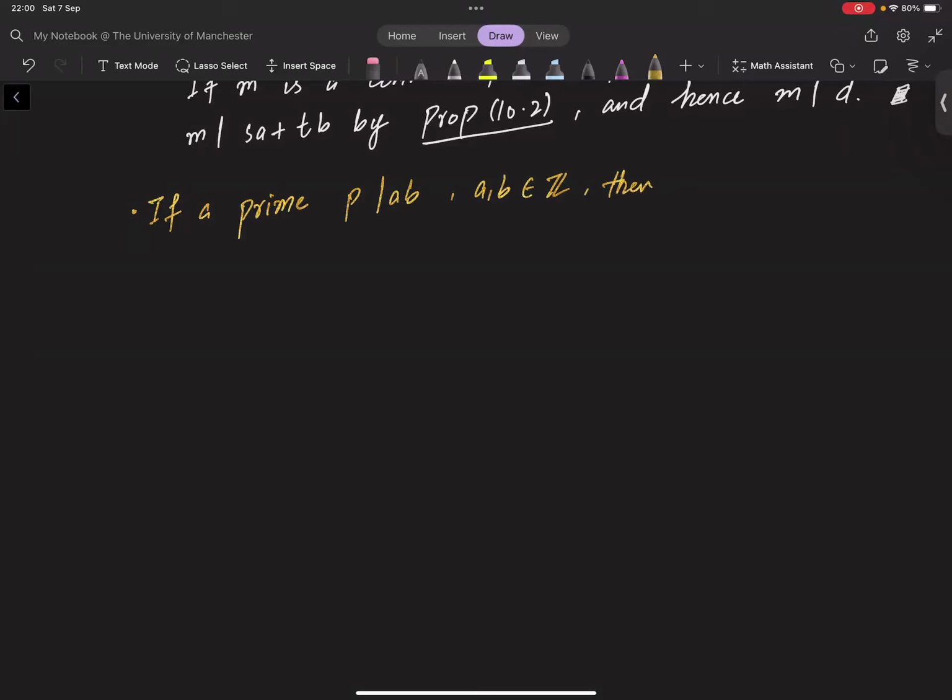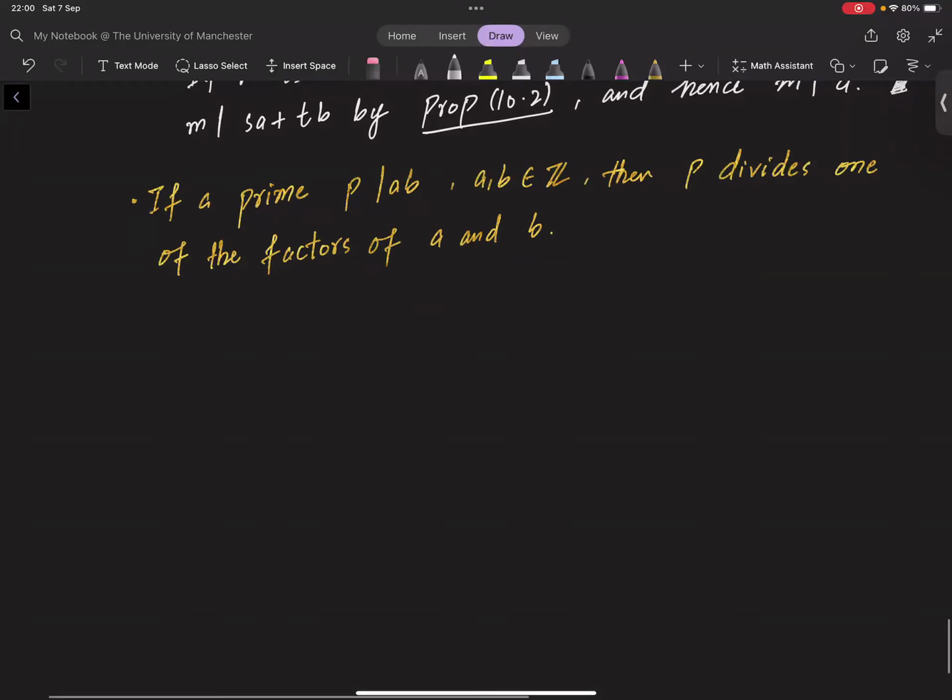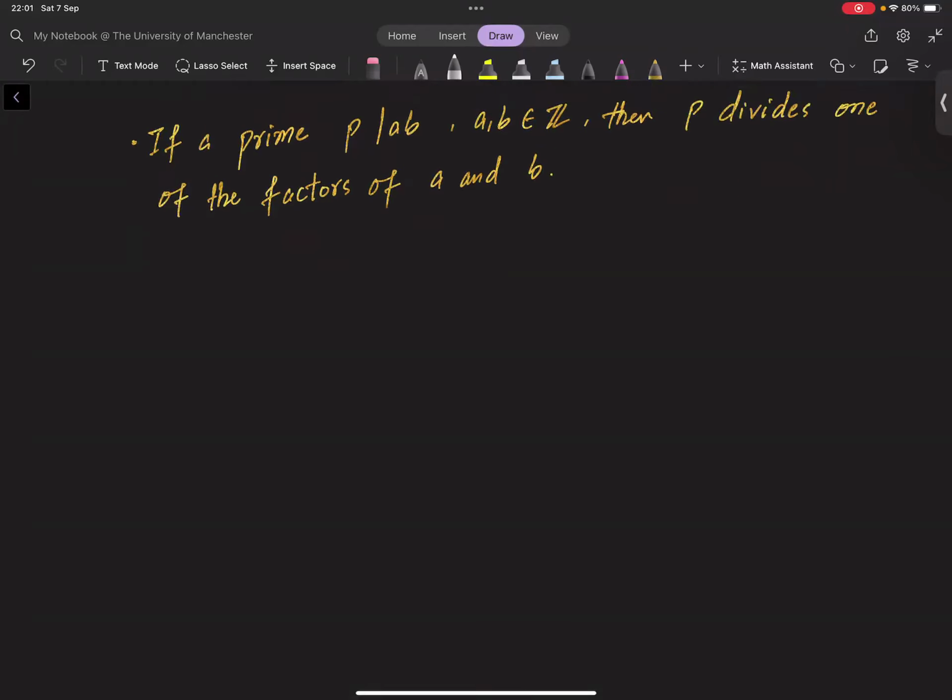then P divides one of the factors of A and B. Okay. And for this, we have a proposition which says that, sorry, we have a definition.